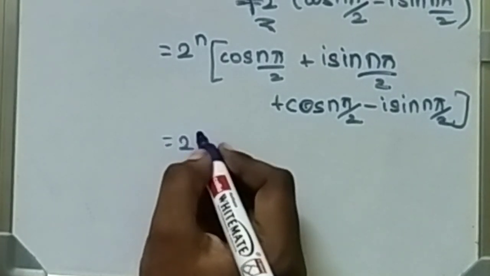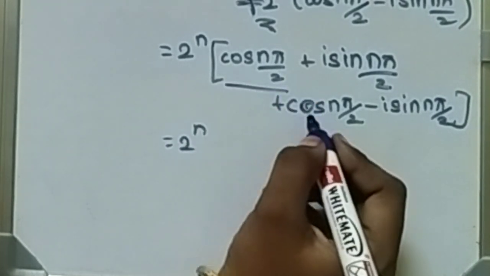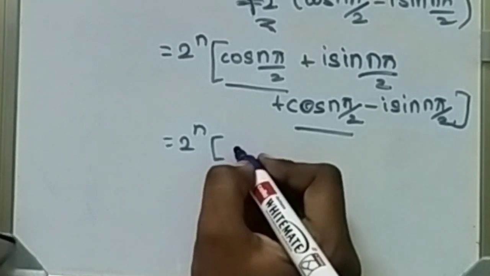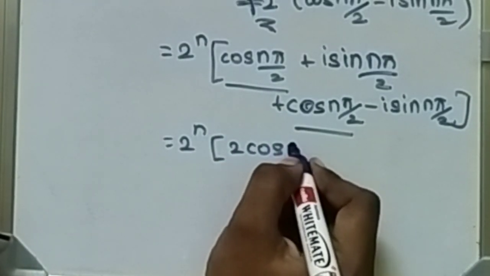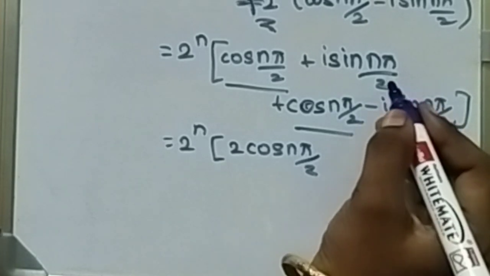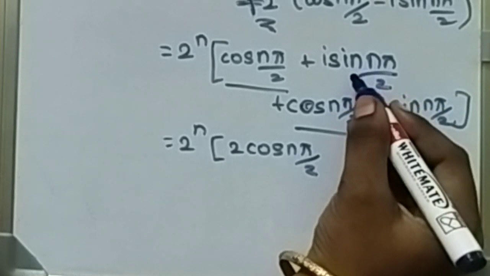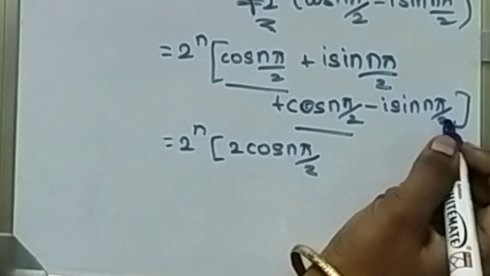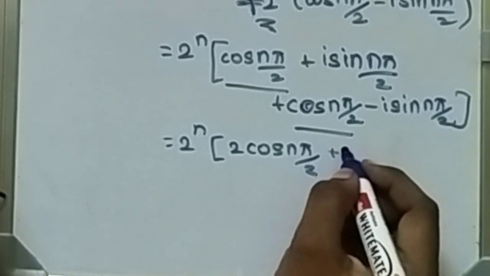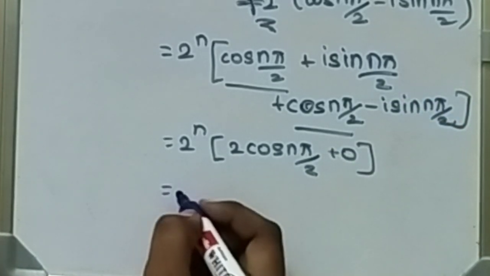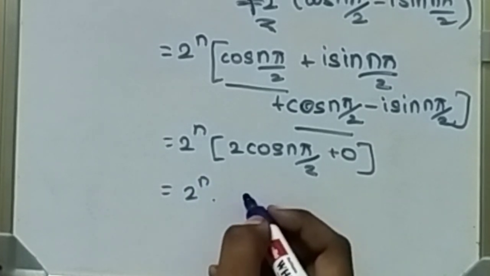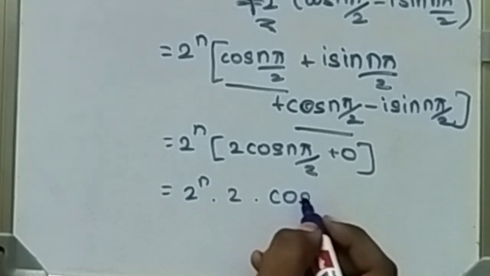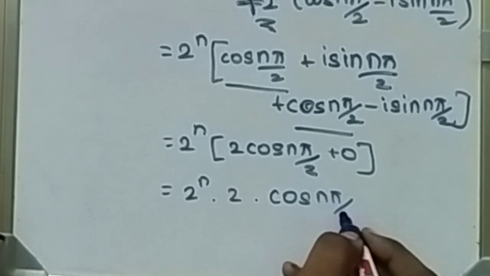Okay, so 2^n in common. What do we have here? cos(nπ/2), and here cos(nπ/2). So it becomes 2 cos(nπ/2), right? Likewise, here we have i sin(nπ/2) minus i sin(nπ/2), so it will become 0, right? So it becomes 2^n multiplied by 2 multiplied by cos(nπ/2).